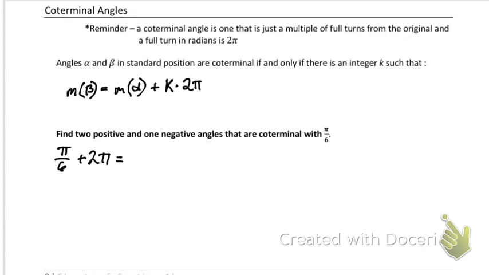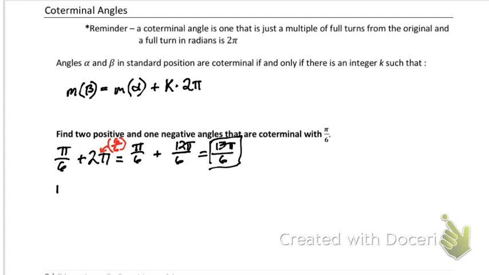We're going to say, okay, to add two things together with fractions, they have to have a common denominator. So I'm going to leave the pi over 6, but I want that 2 pi to have a 6 on the bottom, which means I'm really going to multiply it by 6 over 6. So I'm multiplying this by 6 over 6 to give me 12 pi over 6, which is going to equal 13 pi over 6.